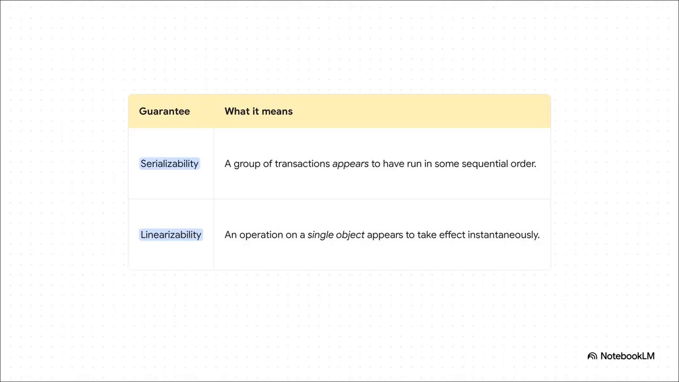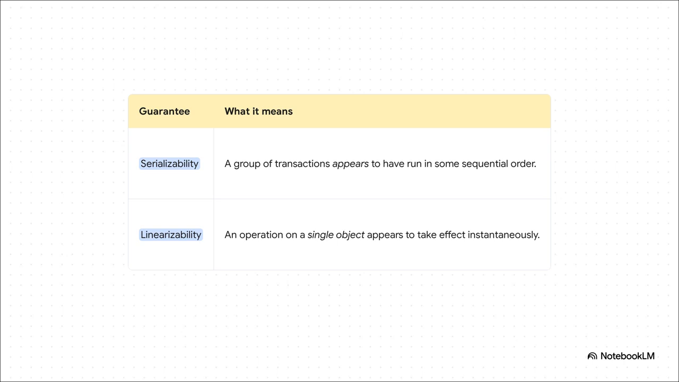Now, this is a point where a lot of people get tripped up, so let's use this table to make it super clear. You'll hear about serializability and linearizability. They sound similar, but they're different. Serializability is about groups of operations, or transactions. Think of it like a bunch of librarians shelving books at the same time. As long as the library ends up in a correct state, we don't really care about the exact order they did their work in. It just has to look like they did it one after another.